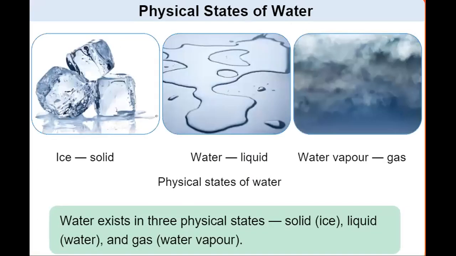Physical states of water. Here, there are three physical states of water. What are those? Ice is in the form of solid, water is in the form of liquid, and water vapor is in the form of gas. So the physical states of water are three states. Water exists in three physical states: solid, that is ice, liquid, that is water, and gas, that is water vapor.